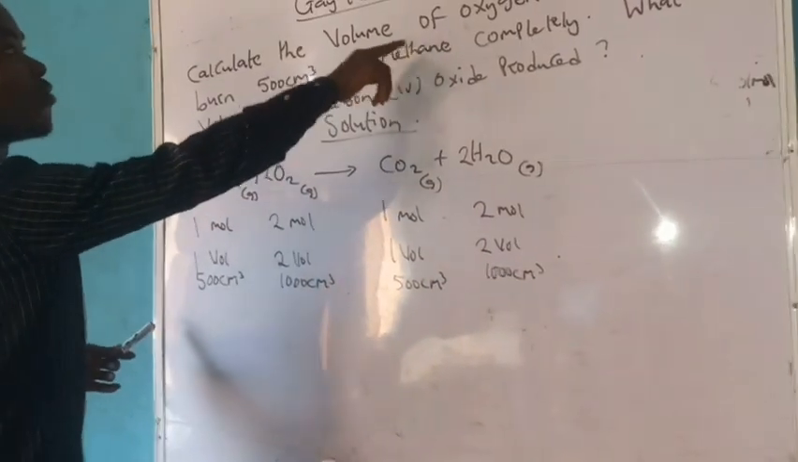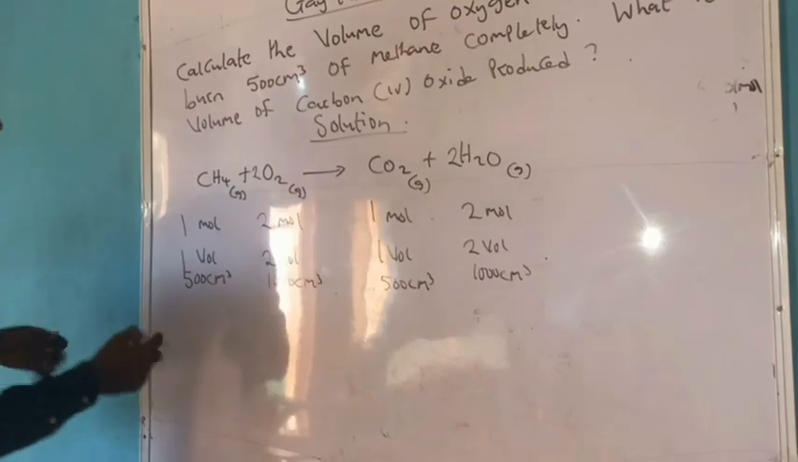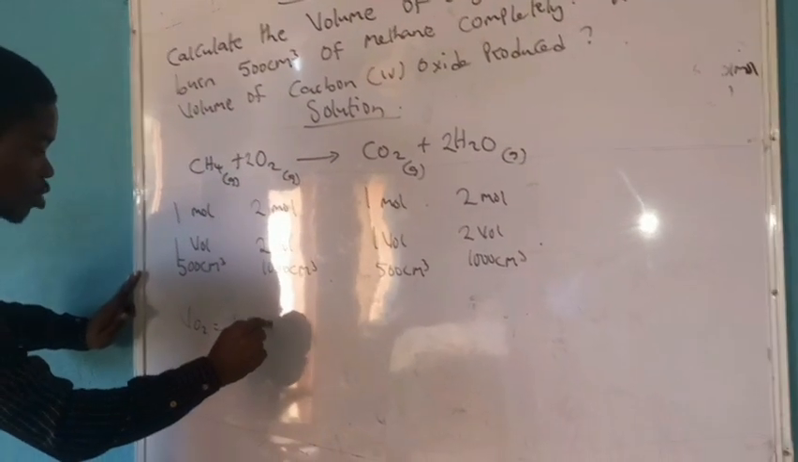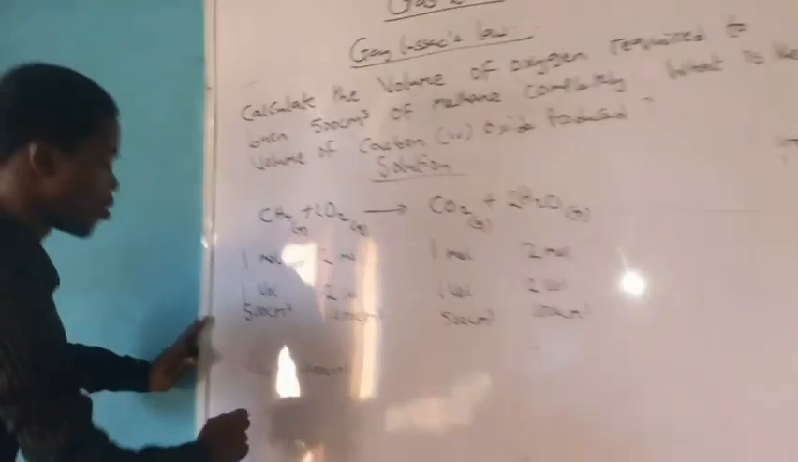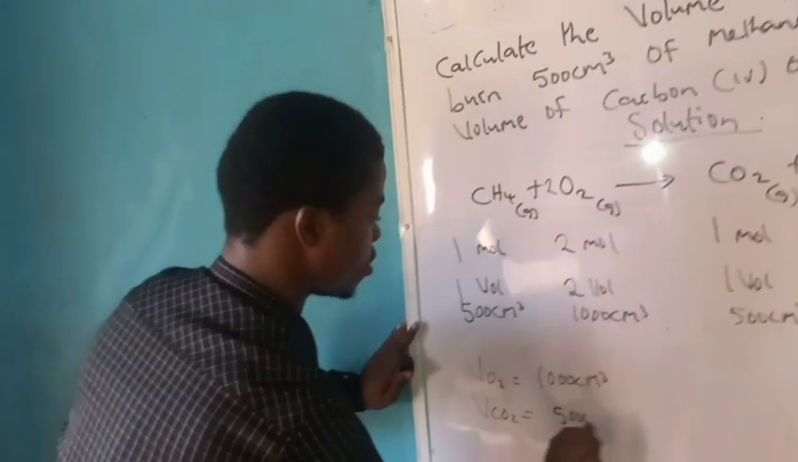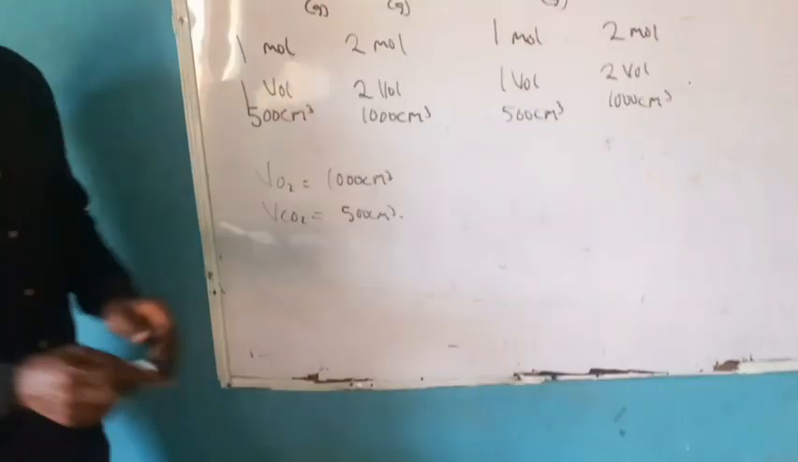Let's take a look at it from here now. It is done. Now the volume of oxygen required is what? 1,000 centimeter cube. And the volume of carbon dioxide produced is what? 500 centimeter cube. Let's take a look at example 2.